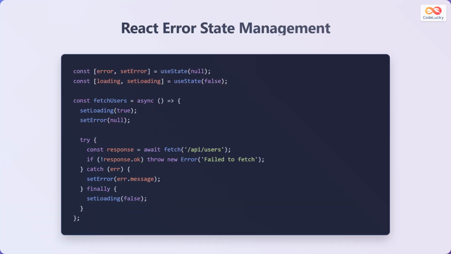Here's how to manage error states in a React component. We use the useState hook to create two state variables: error, which initially is null, and loading, which is initially false. We also define an asynchronous function called fetchUsers. Inside this function, we first set loading to true and error to null. Then we try to fetch data from the API endpoint /API/users. If the response is not OK, we throw an error with the message failed to fetch. In the catch block, we set the error state to the error message. Finally, in the finally block, we set loading to false regardless of whether the request succeeded or failed.